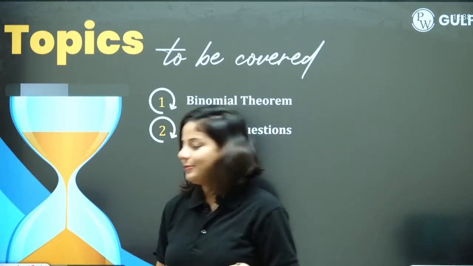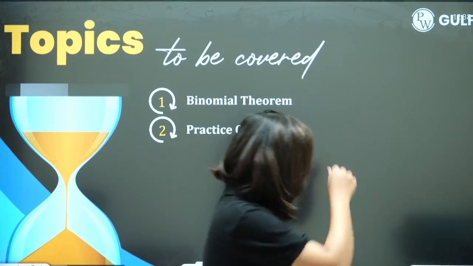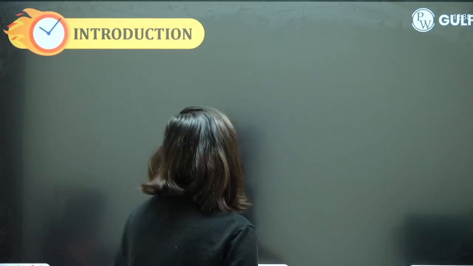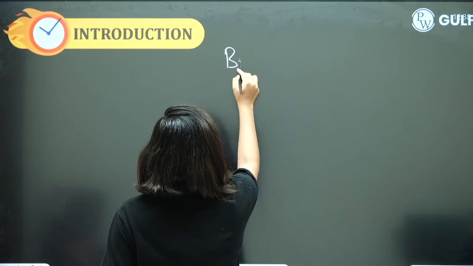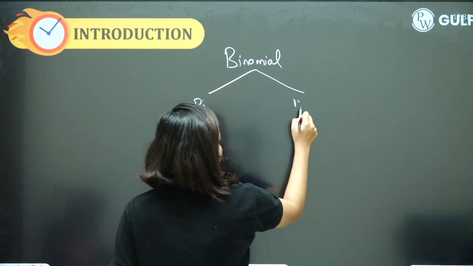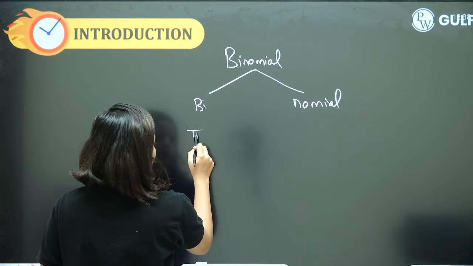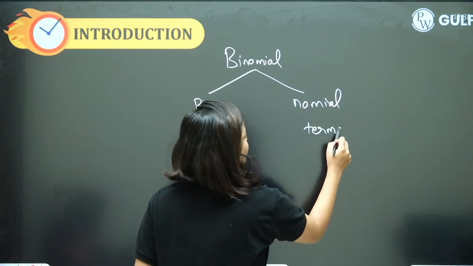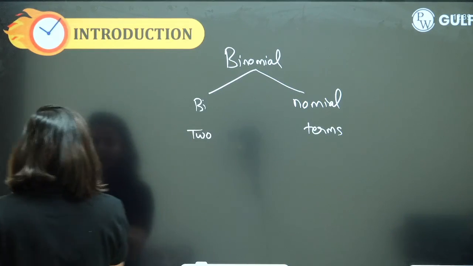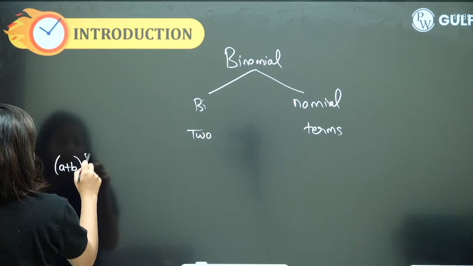So Binomial Theorem, quite an interesting chapter because in this chapter we learn how formulas actually come into picture. The formulas that you have seen, a plus b the whole square, a plus b the whole cube, etc. The word binomial, if you divide it into two parts, is made up of bi and nomial. Bi means two and nomial means term. So there are two terms. If there are two terms in the expansion, it is called a binomial. We are going to learn about the expansion of such two terms.